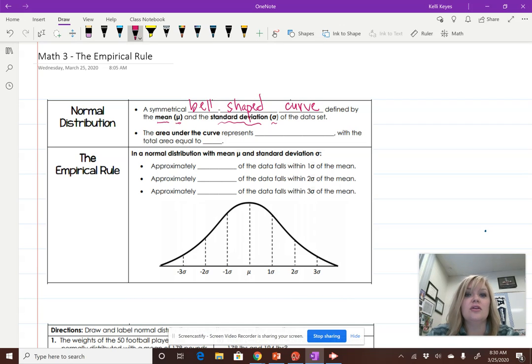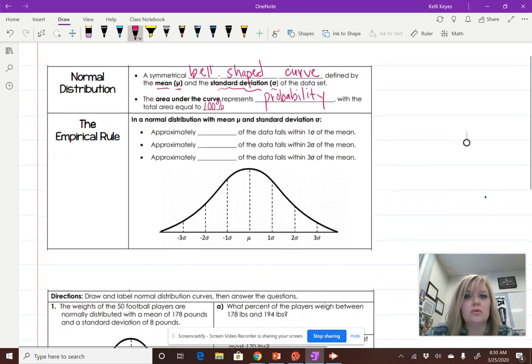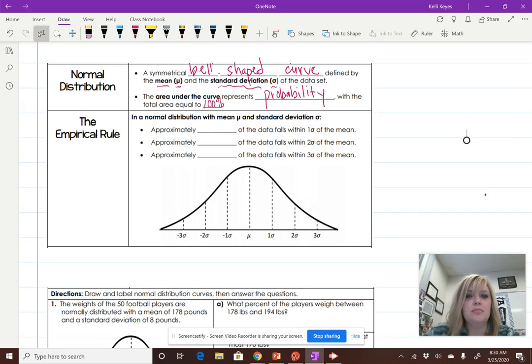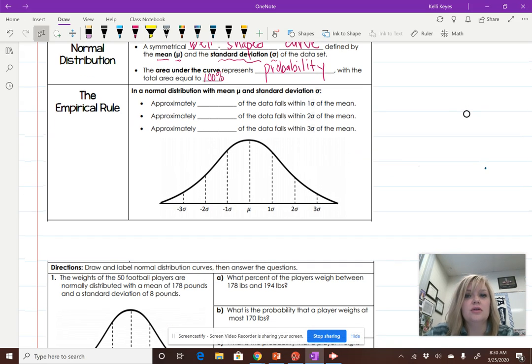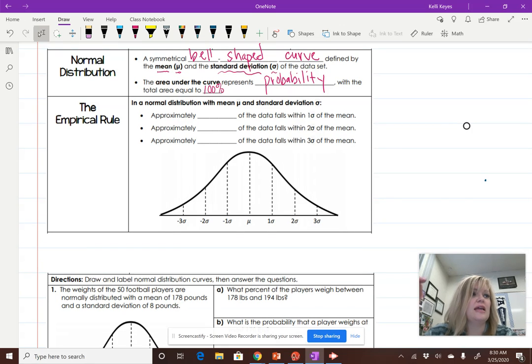So the area under the curve can represent the probability. So this is tied to probability, with the total area equal to 100%. Okay, so the next important thing about the curve that you're just going to practice using is, remember this keyword right here, approximately, means it's always roughly.